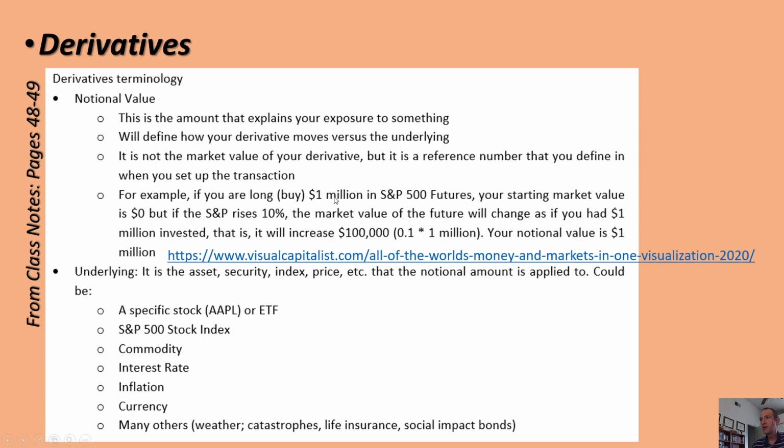If you buy $1 million of S&P 500 futures, then you're exposed to the S&P as if you had bought $1 million of the S&P. You didn't actually buy $1 million, but your gains and losses are going to look as if you had bought $1 million. So it's really interesting when you enter this future, your starting market value is 0. You enter a futures and there's nothing on your balance sheet. But if the S&P rises 10%, suddenly that future that you bought for 0 is now worth $100,000.